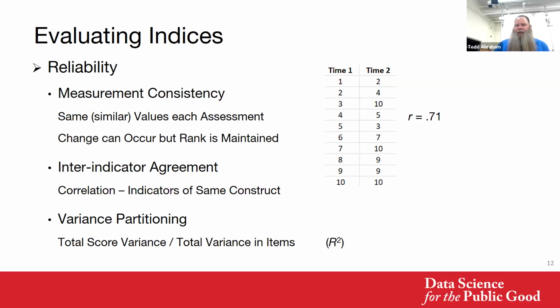There's ties the second time. That R is the correlation that you've heard about for the last couple of days. It's relatively high. That's a pretty decent correlation. So we would say that the rank is maintained, that the assessment is reasonably consistent over applications or administrations.